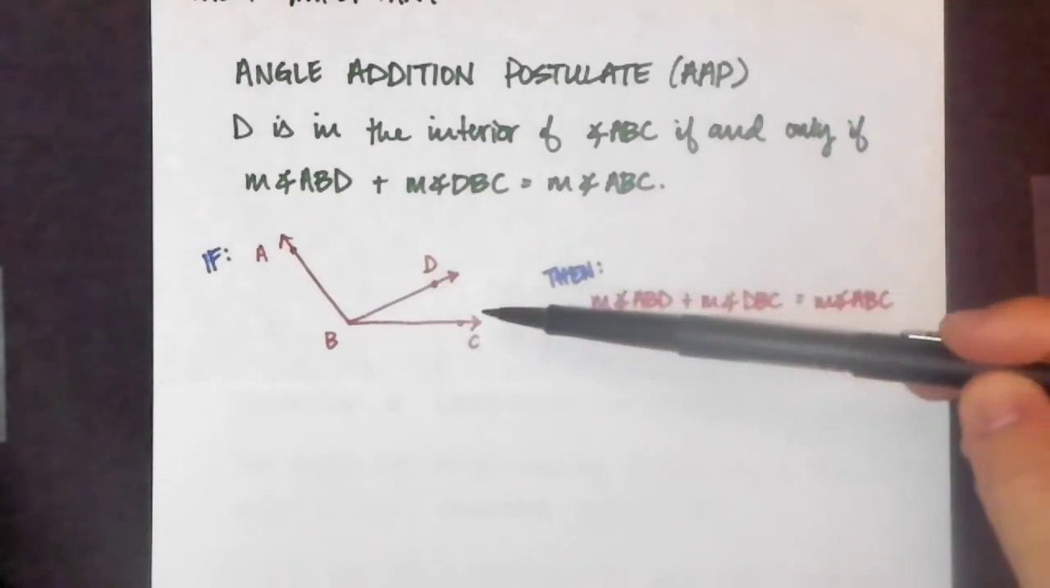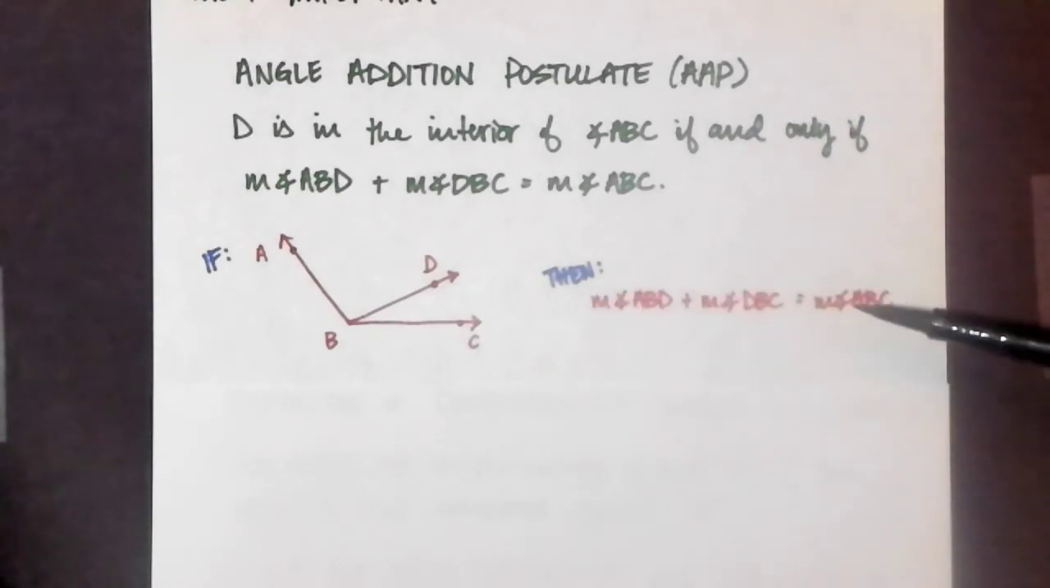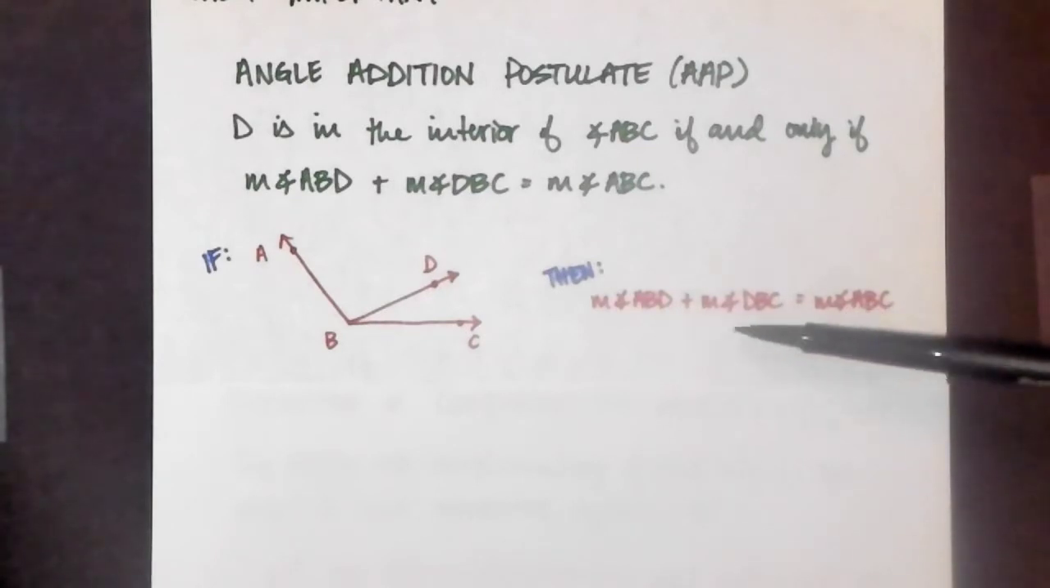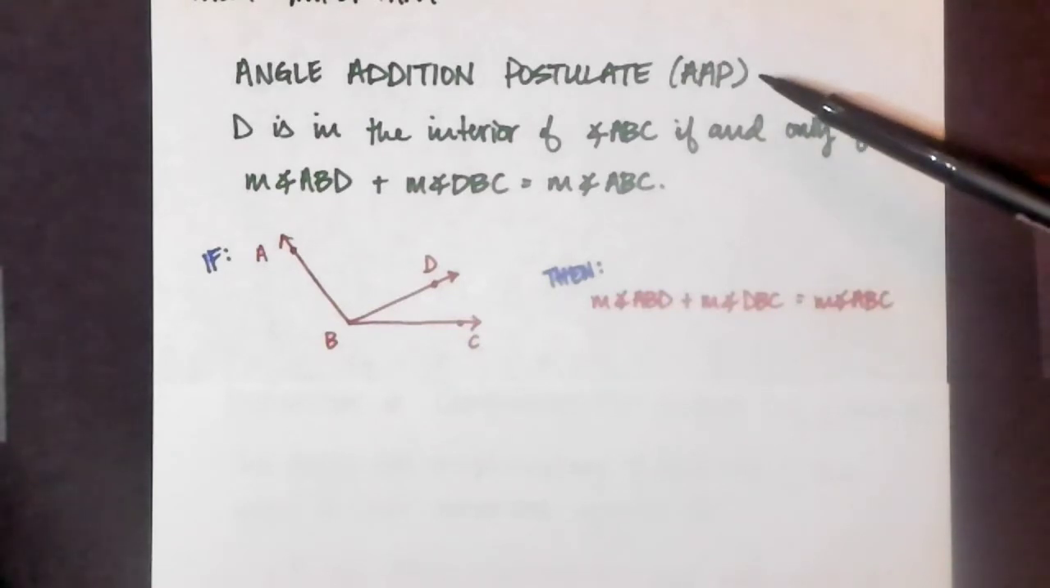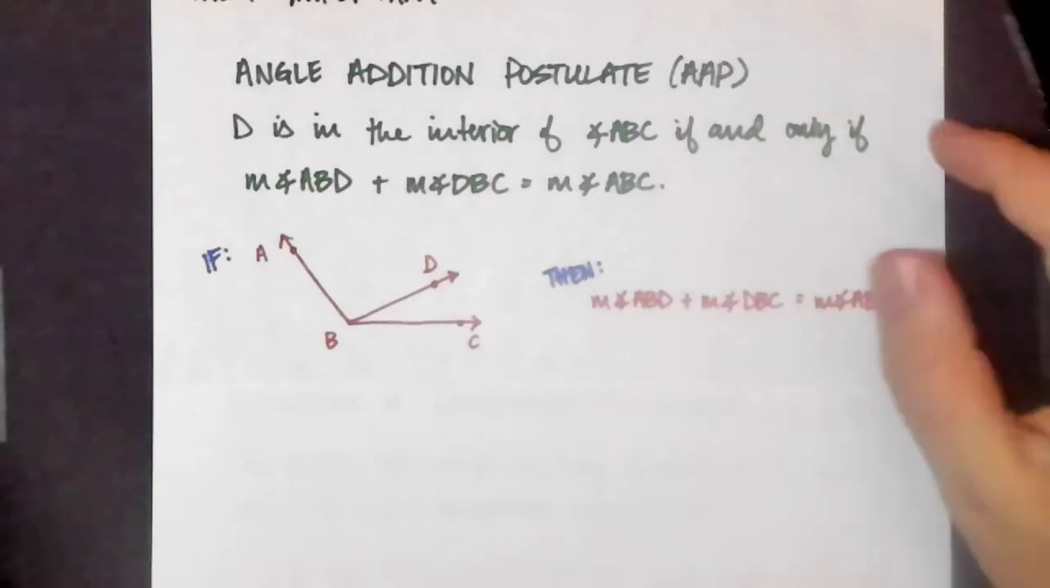So we actually have three angles here, not just two. So if you see a picture like this, you can write this statement in your proof, and then your reason right next to it would be AAP, the angle addition postulate.